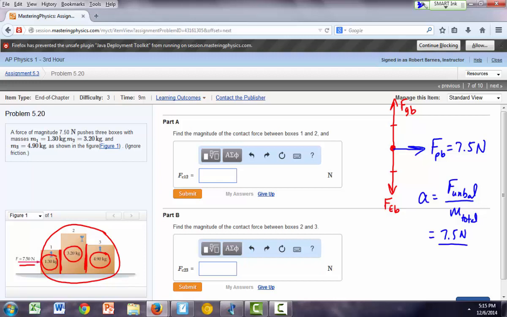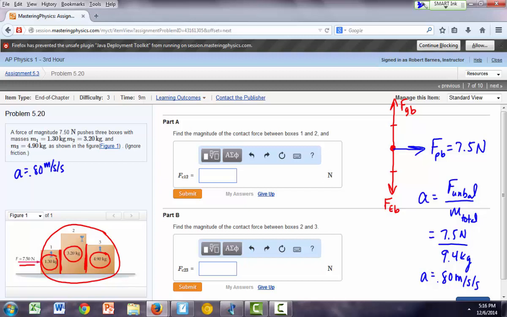If I sum those three together, I get 8.1 plus 1.3 is 9.4 kilograms. So my acceleration is going to be 0.80 meters per second per second. That's important to be able to answer the contact force question, and here's why. Once I know that, now I can go back, I'll write that over here.